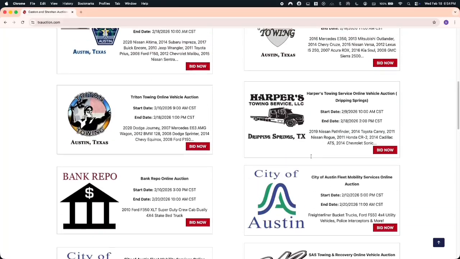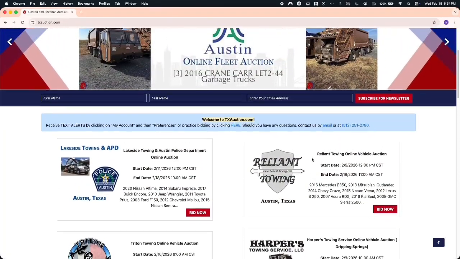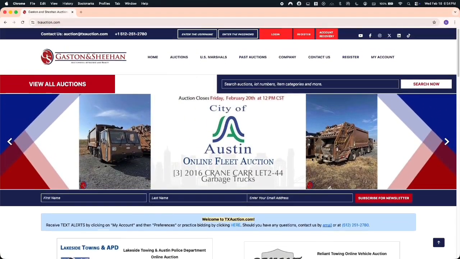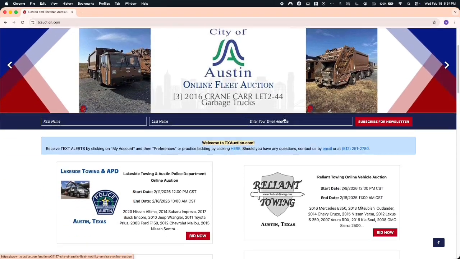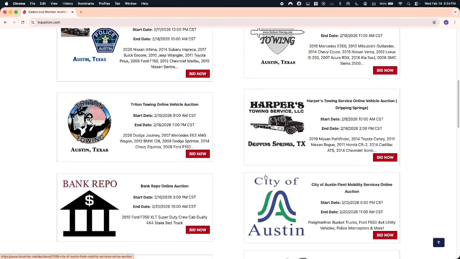Step two, find the auction website. Most Texas tax foreclosure sales are listed on http://www.txauction.com or your local county's official website. You can search by county to see available properties, auction dates, and minimum bid amounts.